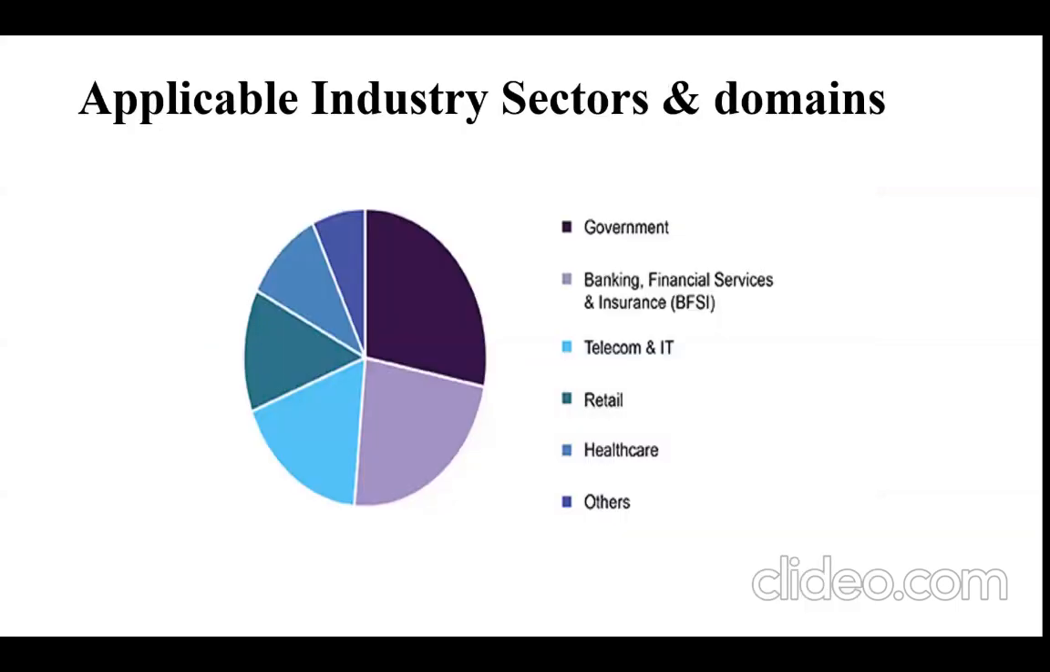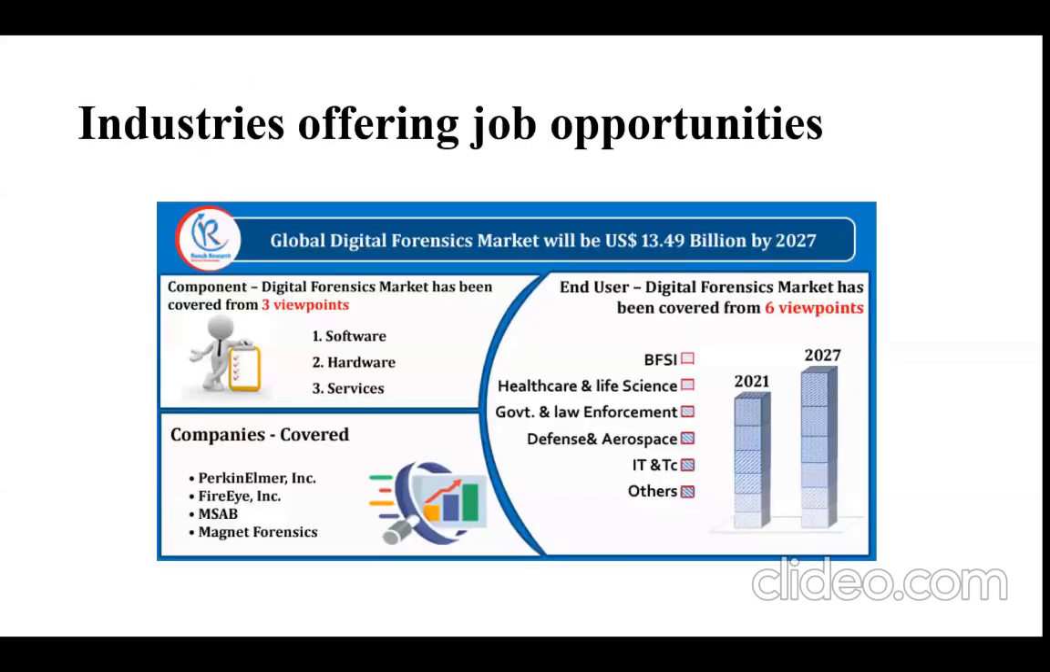Applicable industry sector domains are government, banking, financial services, and insurance, that is BFSI, telecom and IT, retail, healthcare, and others. In all these sectors, digital forensics plays a vital role. A lot of cybersecurity companies and forensic companies offer jobs in the field. The global digital forensics market is expected to generate a revenue of US dollar 13.49 billion by 2027.